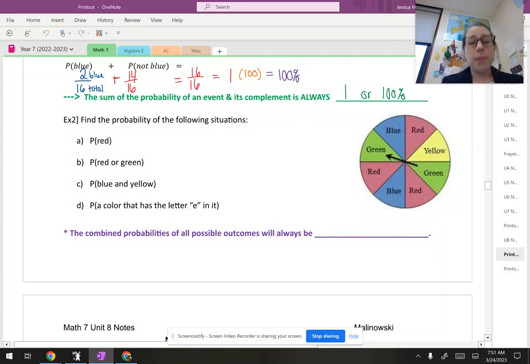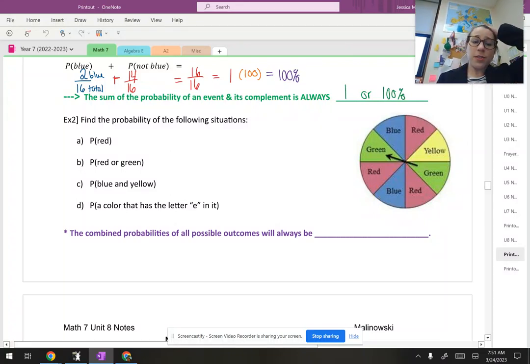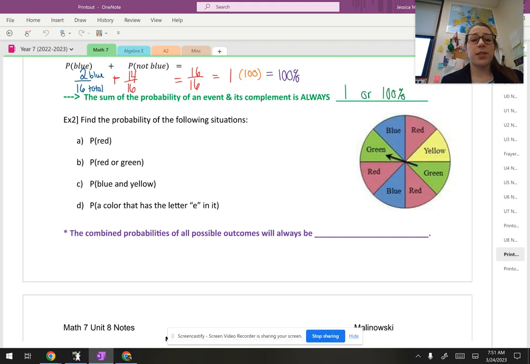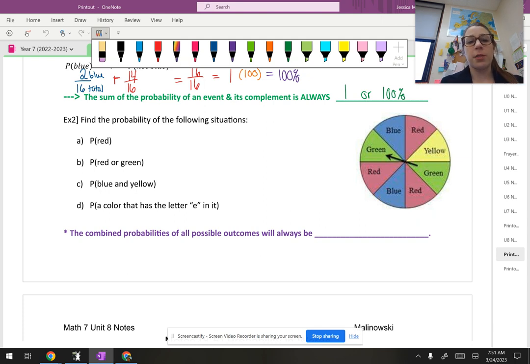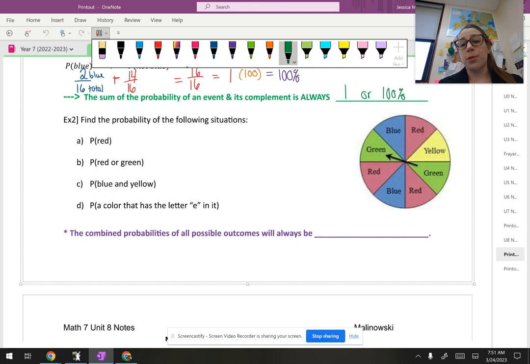Okay, finishing off Math 7 8-5 with example number 2 on basic probabilities. So here we are looking at a spinner. So that's another type of thing. They love asking spinner questions. So again, we're not playing the what if game. If the spinner lands on the line, you are spinning again. That doesn't count. That's a fluke.